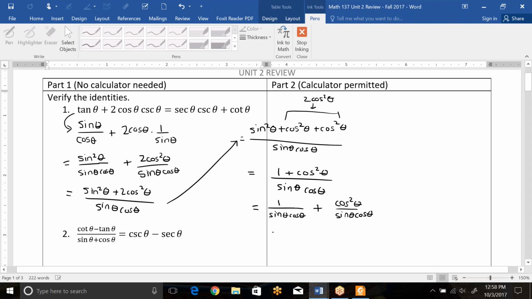So 1 over sine would be cosecant. 1 over cosine would be secant. So cosecant, secant. And then the cosines, one of them would cancel with 1 on bottom, which we get cosine over sine, which is cotangent. So this does match the right side of the one that we started with. So we made the left side look like the right side.